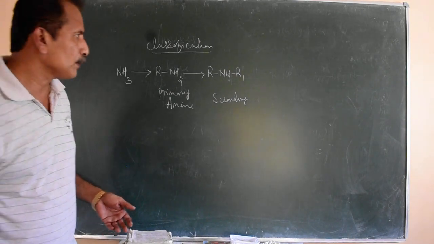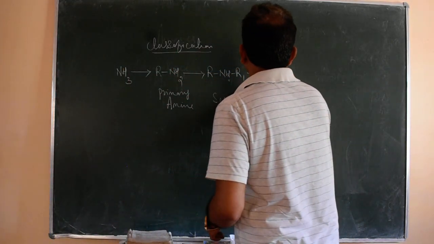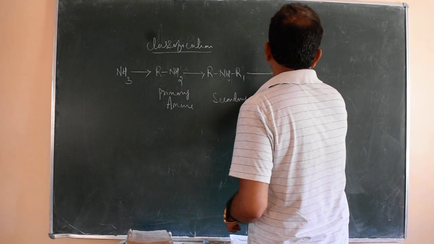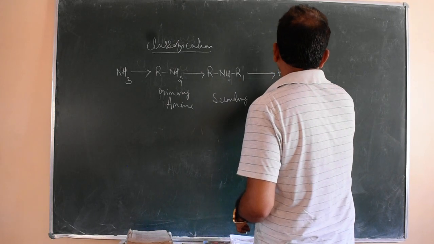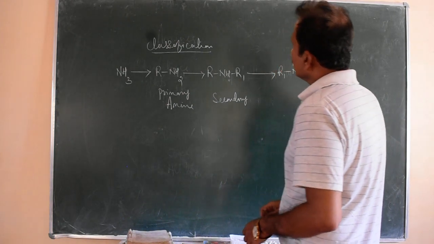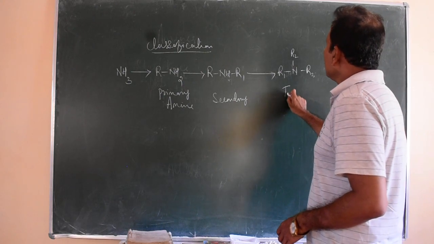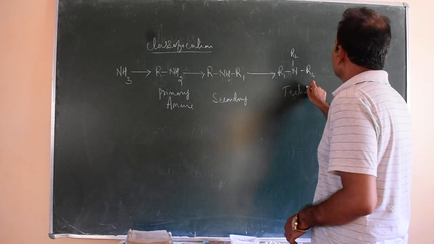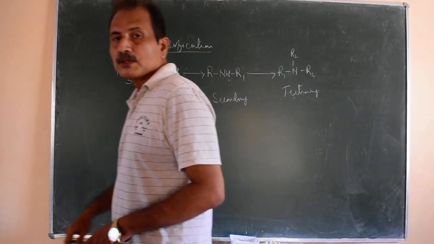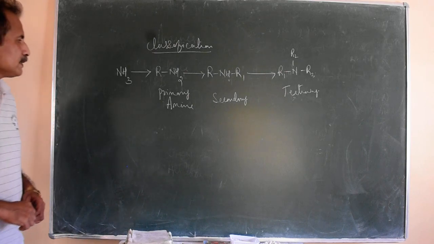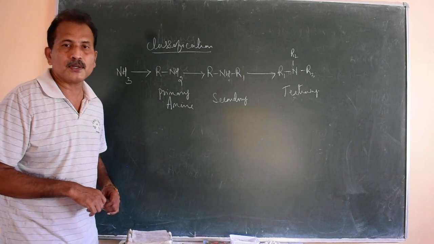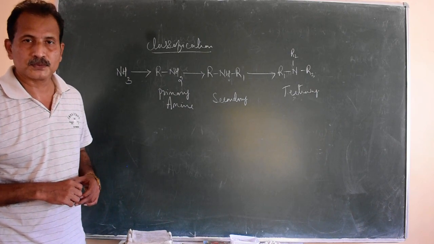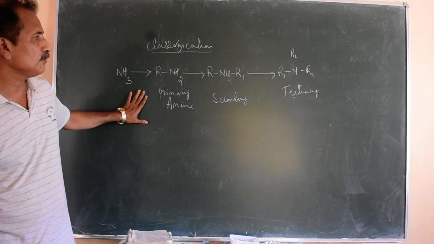Similarly, if I remove one more hydrogen, I get R1 dash N dash R2 dash R3. Okay, so this is tertiary. Understood? So amines can be classified into primary amines, secondary amines and tertiary amines depending upon the number of hydrogen atoms replaced by alkyl or aryl groups. So this is the classification of amines.